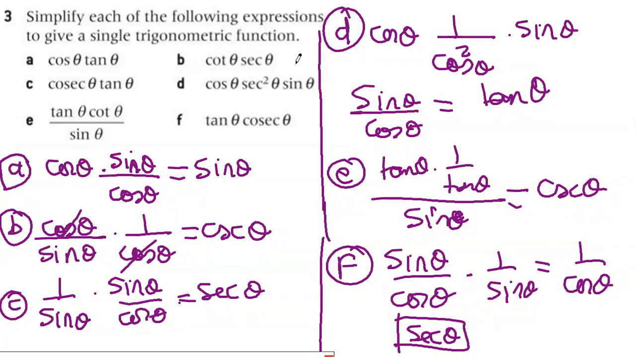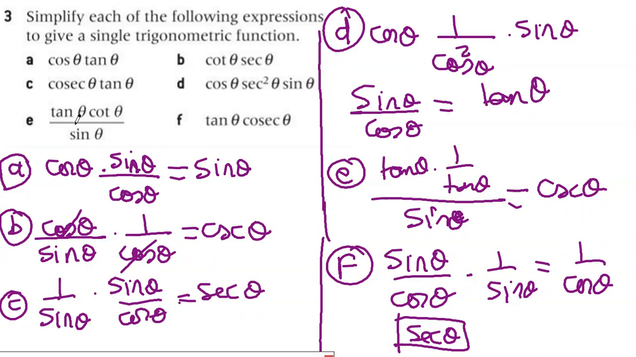D, cosine theta times secant squared theta times sine theta. Cosine theta, I cannot replace it by anything. Secant squared is 1 over cosine squared, times sine. We can simplify. I will have sine over cosine, so it's tangent theta. This exercise will let you practice the formulas and see if you know them and have memorized them.